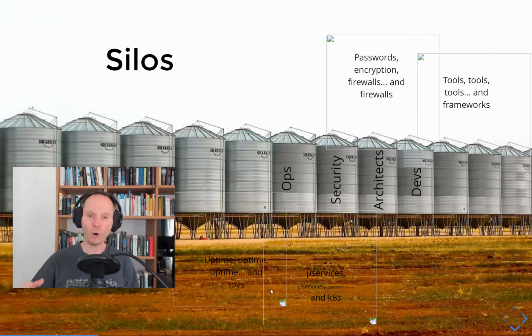All these groups had their own things that they talk about. The ops guys think about uptime, and of course they also love toys, they love servers, they love tools and things like that. The security guys think about passwords and encryption and firewalls, and did I mention firewalls? The architects think about microservices and smaller microservices and even smaller microservices and Kubernetes and things like that. And the devs, I'm a dev too. I love tools, and I love to get new frameworks and things like that.